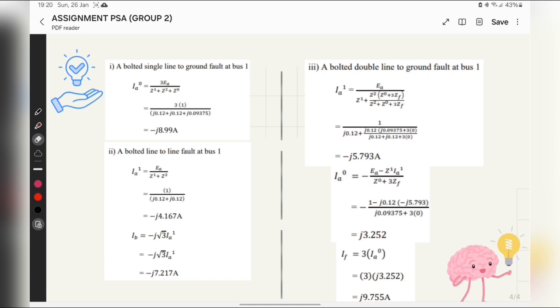So that's how you answer those 3 questions. If the question mentions bolted, we know that the ZF is 0, so we don't have to put the value of ZF.